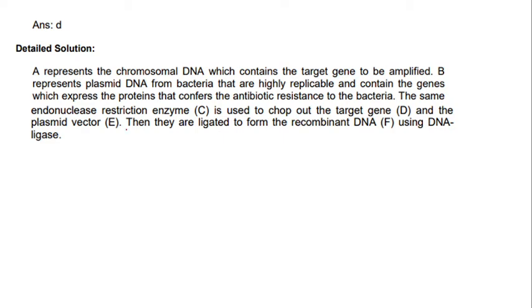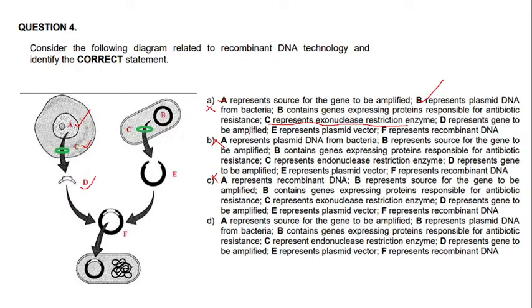and D the plasmid vector E. The same enzyme, endonuclease restriction enzyme C, is used to chop out the target gene. So D represents the gene to be amplified, E represents plasmid vector, and F represents recombinant DNA. So this option is correct. So according to this schematic diagram of recombinant DNA technology, option D is correct.